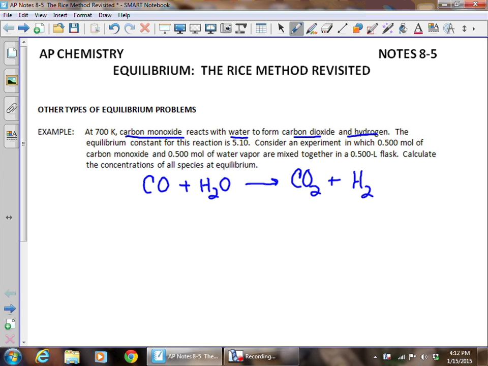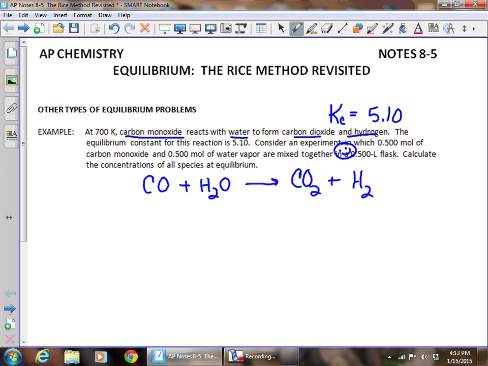It says that the equilibrium constant for the reaction is 5.10, and it's talking about this in terms of moles and liters. So we're going to say that Kc, our concentration equilibrium constant, is 5.10. We have an experiment in which 0.5 moles of carbon monoxide and 0.5 moles of water vapor are mixed together in a 0.5 liter flask. There's a different number other than a 1 liter flask, so we're going to have to do a calculation. Calculate the concentrations of all species at equilibrium.